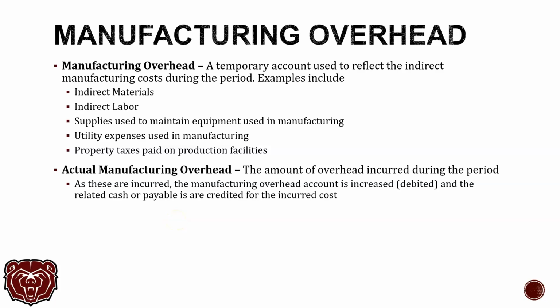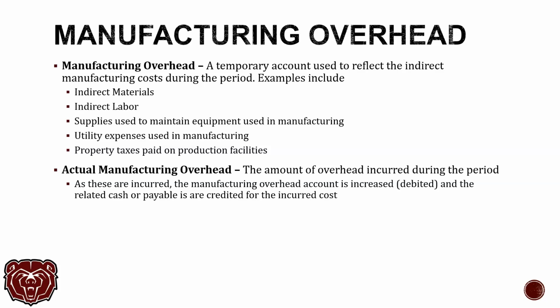All right, so let's talk a little bit more detail about manufacturing overhead. Manufacturing overhead is a temporary account. What this means is at the end of the period, we're going to close this account out, right? So the instant you see temporary account, just know this account has to be closed. And we'll talk about that later when we talk about variances, right?